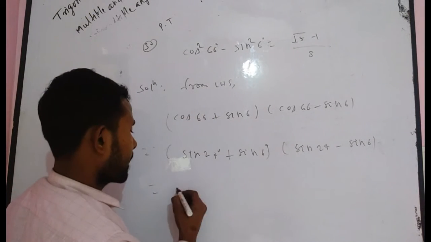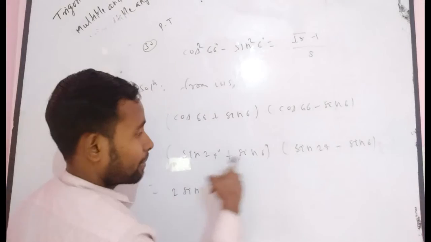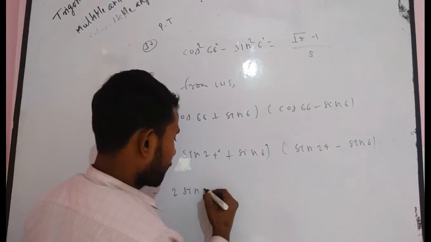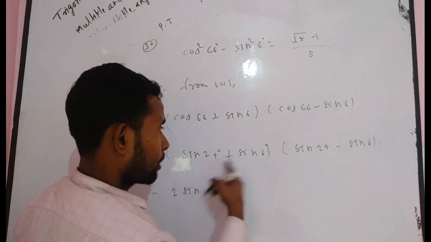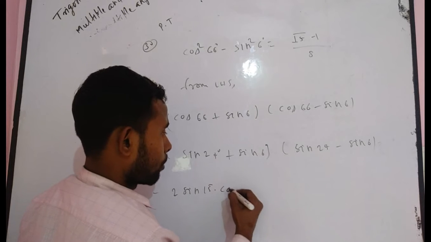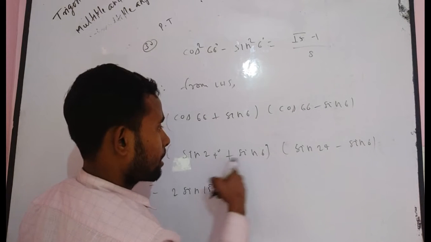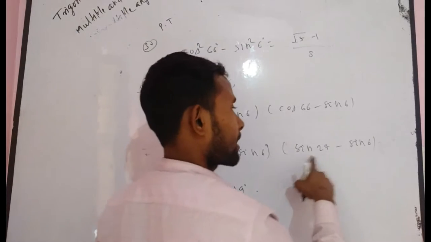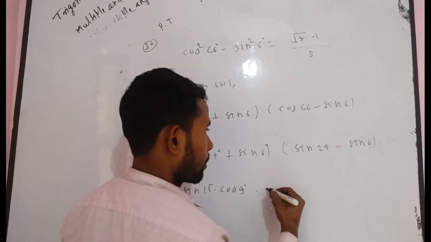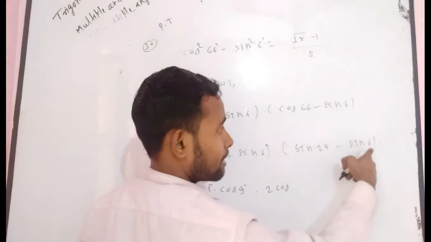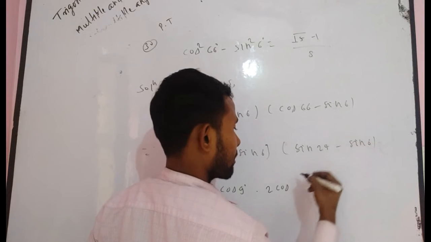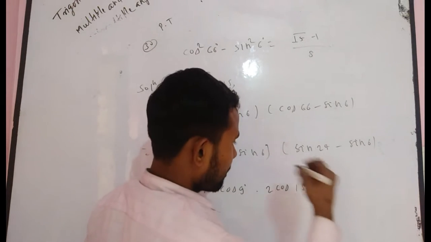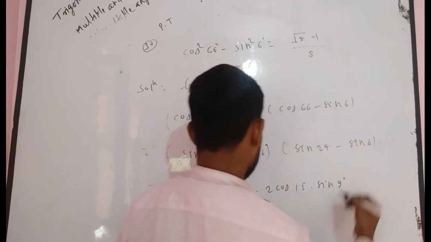Now sin C plus sin D is equal to what? 2 sin((C plus D)/2), that means (24 plus 6)/2, that means 30 by 2, that means 15, into cos((C minus D)/2), that means (24 minus 6)/2, 18 by 2, that means 9 degree. Again you can apply sin C minus sin D, that will be 2 cos((C plus D)/2), 24 plus 6, that means 30. Again here you get 15 degree into sin 9 degree.